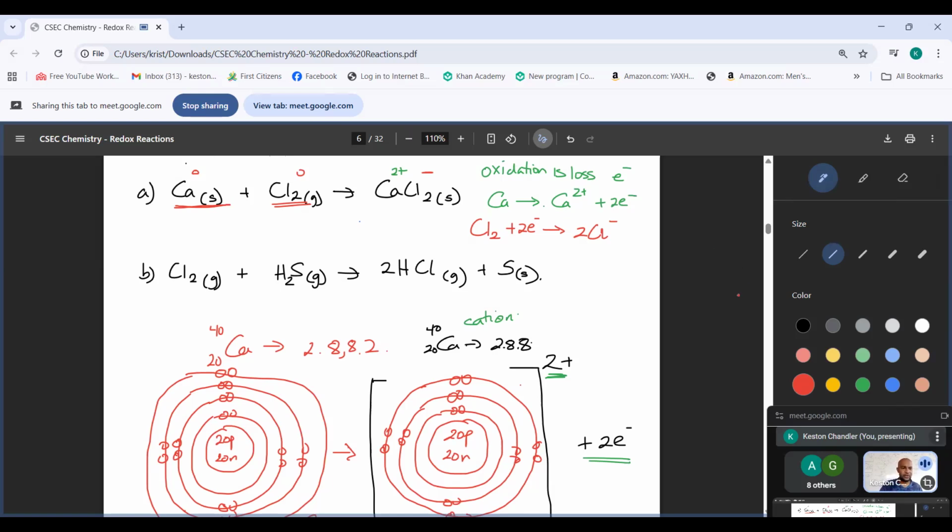So chlorine is being reduced, or reduction is occurring for the chlorine. Reduction is gain of electrons. It's gaining electrons. That's why it has a negative charge. So when it loses, it's positively charged. When it gains, it's going to be negatively charged. So we could say that this here is oxidized, while this here is reduced. So this entire reaction is a redox reaction.